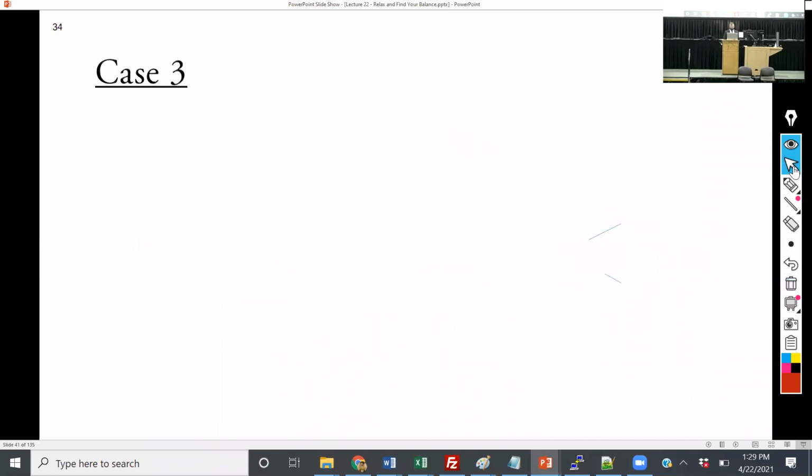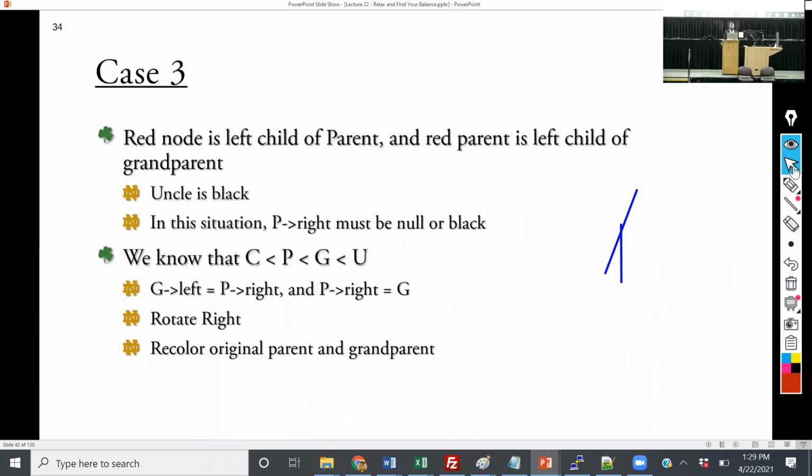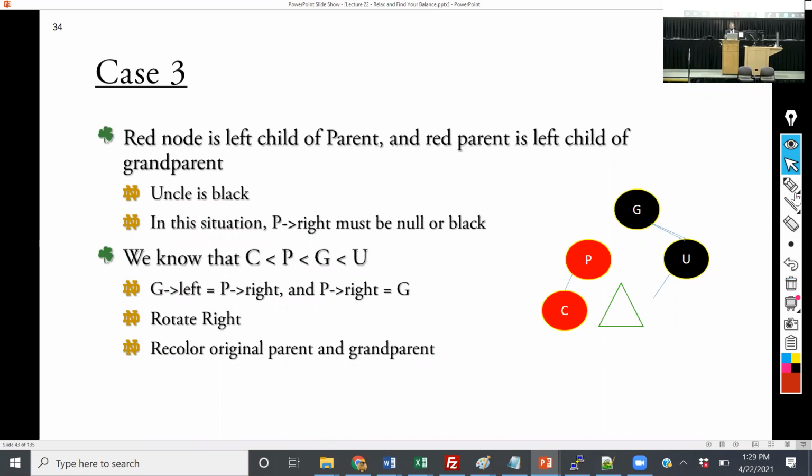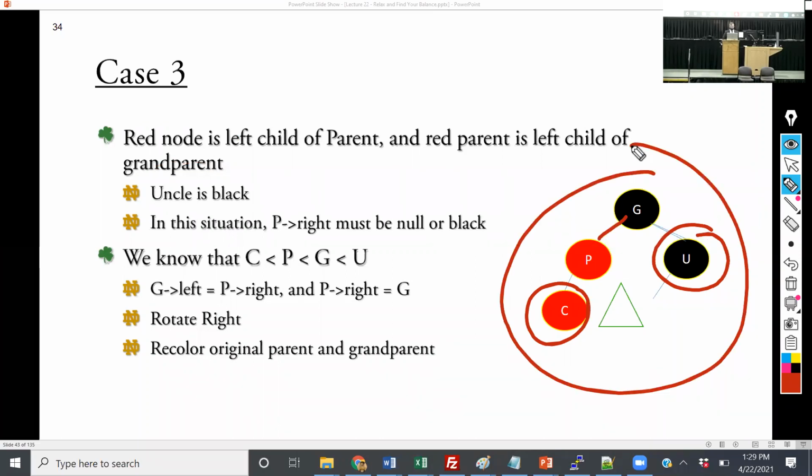Let me skip through this. All right, case 3. What is going on with my animations? All right, I'll just work through this. So what's going to happen here is that the red node that we insert is the left child of the parent, and we have a black node here. So this is what we concluded case 2 with.